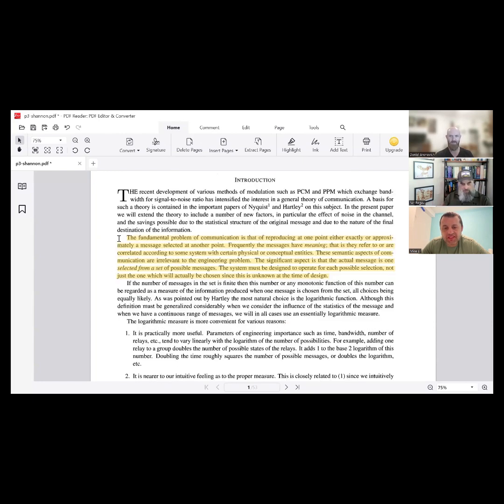So I'll start with reading the important parts that convey the main message. It's the second paragraph, where he talks about what he's trying to do. He says: the fundamental problem of communication is that of reproducing at one point either exactly or approximately a message selected at another point. Frequently, the messages have meaning. That is, they refer to or are correlated according to some system with certain physical or conceptual entities. These semantic aspects of communication are irrelevant to the engineering problem. The significant aspect is that the actual message is one selected from a set of possible messages. The system must be designed to operate for each possible selection, not just the one which will actually be chosen, since this is unknown at the time of the design.